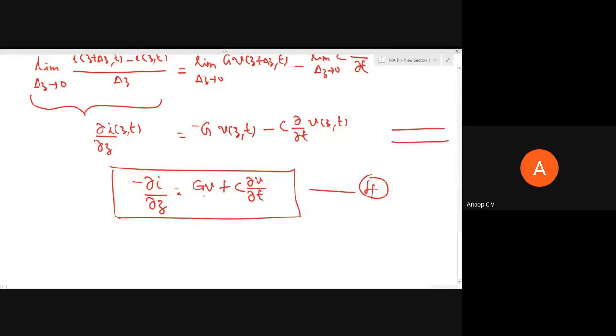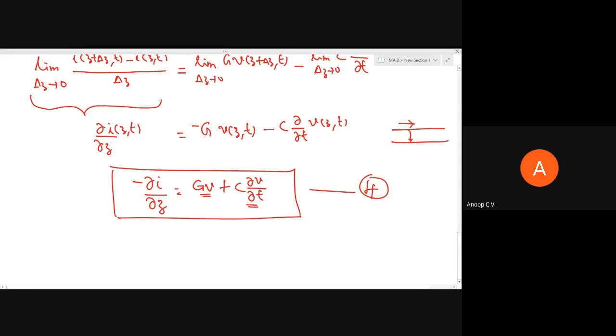GV is nothing but the current passing through the conductor, the leakage current. A part of it will be leaked. And also there is some current which is the displacement current, passing through the capacitance. Capacitance stores energy, which means there is an electric field between the plates, which means displacement current exists. So this is the meaning of this. As you move along positive z, the current changes, and the change in current is attributed to the leakage and also the current through the capacitor.